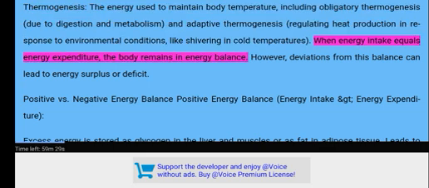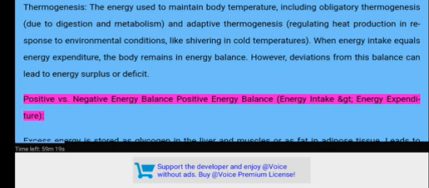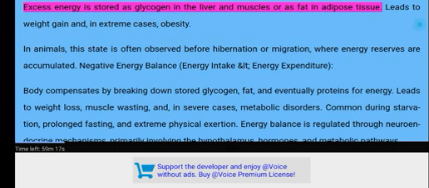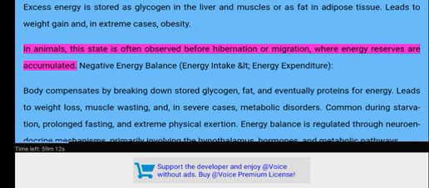When energy intake equals energy expenditure, the body remains in energy balance. However, deviations from this balance can lead to energy surplus or deficit. Positive versus negative energy balance. Positive energy balance: energy intake is greater than energy expenditure. Excess energy is stored as glycogen in the liver and muscles or as fat in adipose tissue. This leads to weight gain and, in extreme cases, obesity. In animals, this state is often observed before hibernation or migration, where energy reserves are accumulated.